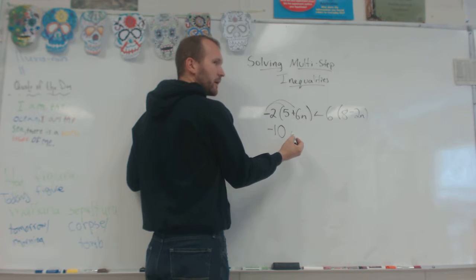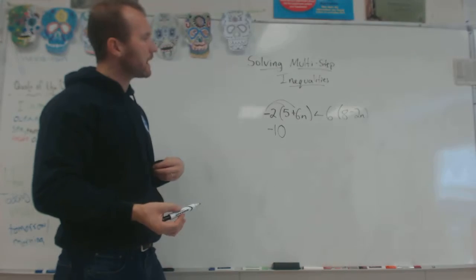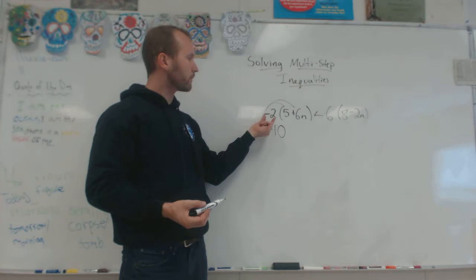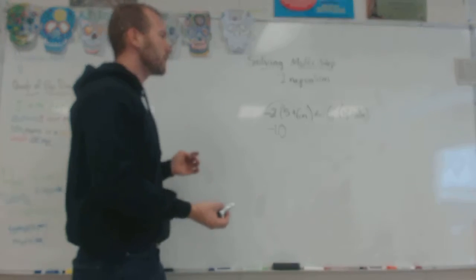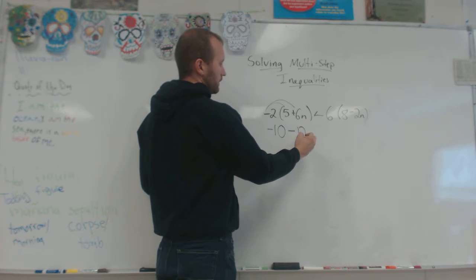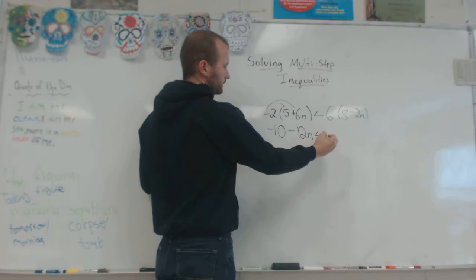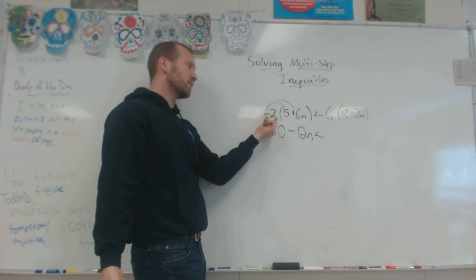Or minus 12n? Which one is it going to be? Wait, no. Why would it be minus? Because you're going to have a negative number when you multiply the negative 2 by 6. Yeah, so I'm going to have a negative number. So it's plus a negative, which is just minus. So I have to remember that this negative goes with my 2.